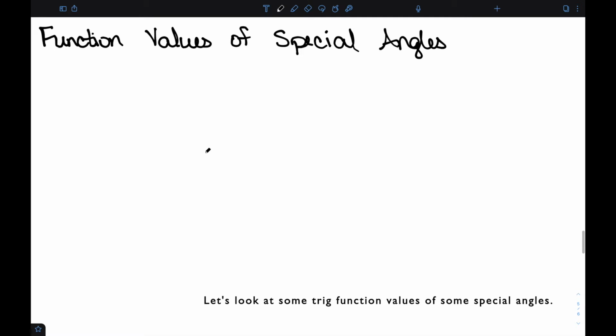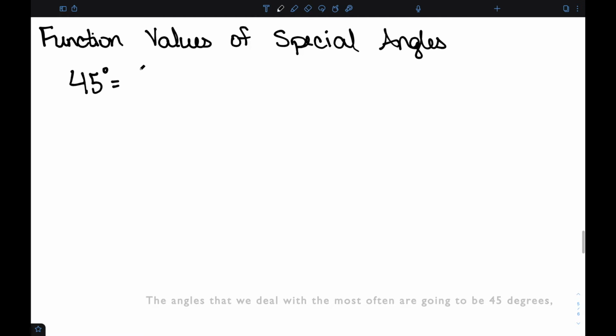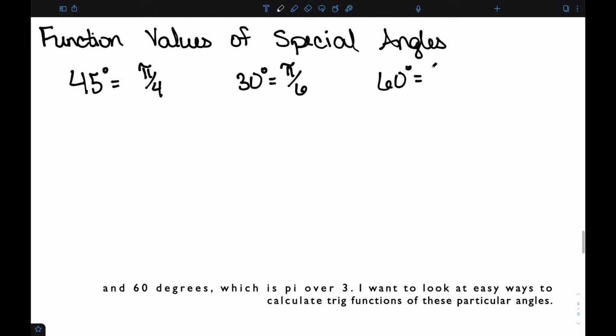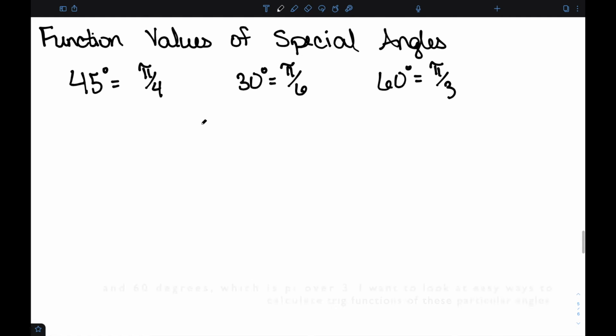Let's look at some trig function values of special angles. The angles that we deal with the most often are going to be 45 degrees, or pi over 4, 30 degrees, which is pi over 6, and 60 degrees, which is pi over 3. So I want to look at easy ways to calculate trig functions of these particular angles.